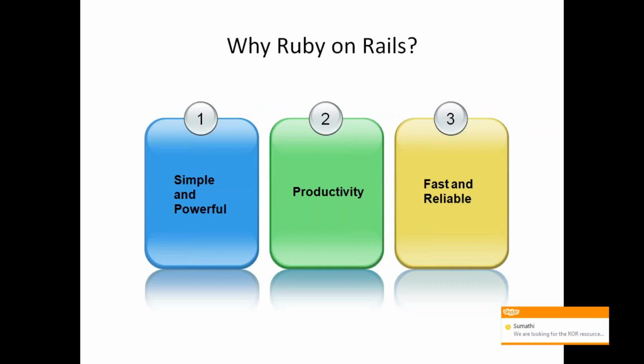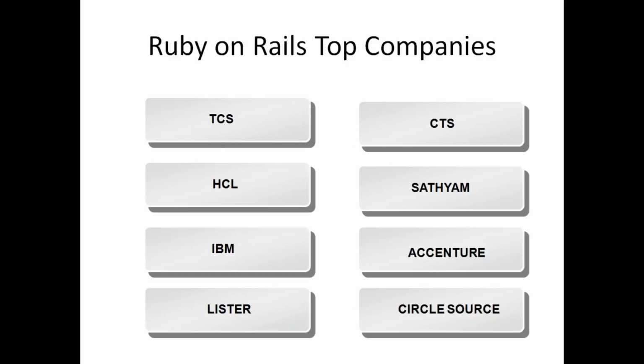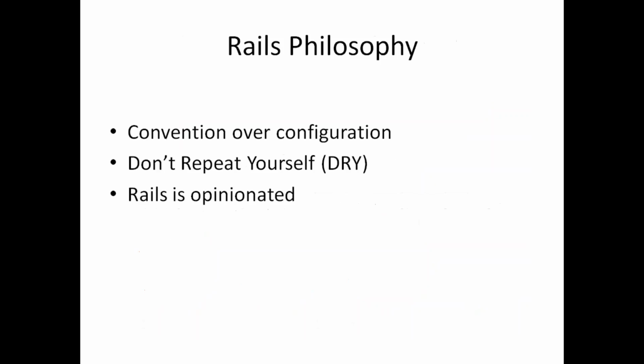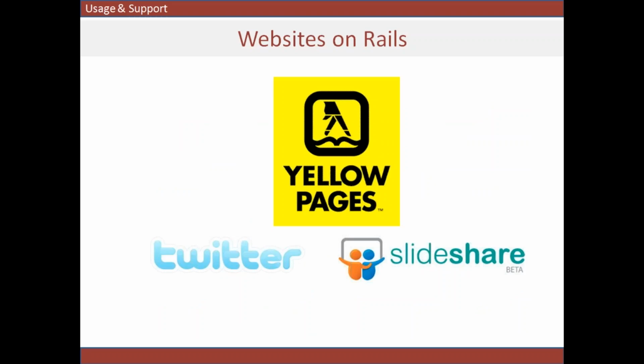So in simple words, in Ruby on Rails you will be learning a simple and powerful tool. It increases your productivity and it's fast and reliable. You may ask me, Krishna, when you are talking so much about Rails, can you show me some real-time examples? Yes. The things we are using in day-to-day life like Yellow Pages, Twitter, SlideShare, Shopify, and GitHub.